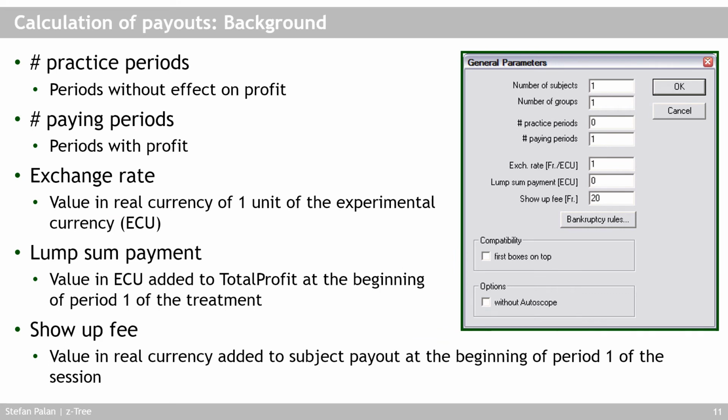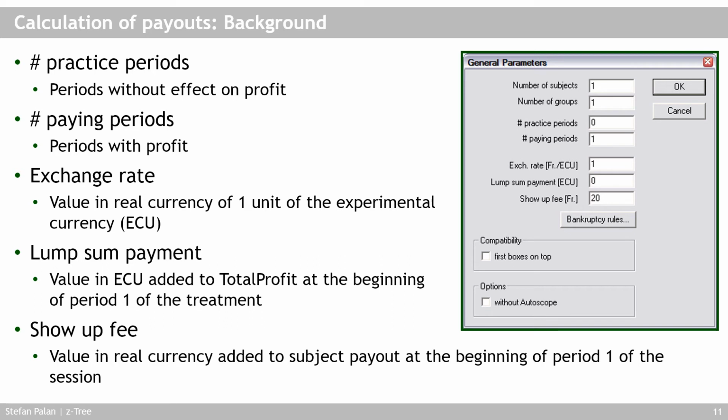Now let's take a closer look at the calculation of payouts. And much of this is specified in the background. Remember this dialog box? Well, here we can make a number of settings that impinge on the payouts to your subjects. First off, we set the number of periods. And we can distinguish between practice periods and paying periods. Practice periods are run before the paying periods, and they do not count towards subjects' payment. So whatever they earn in these practice periods is not added to the payment at the end. Now the paying periods, as the name already says, of course, count for payment.